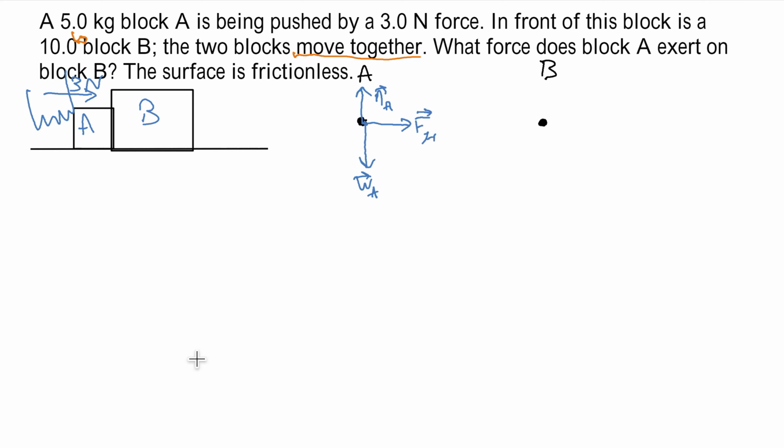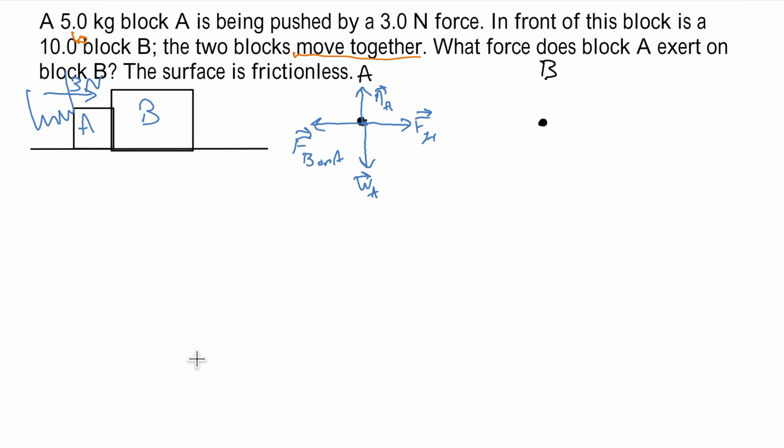The reason I have force of B on A is because I have an action-reaction pair going on with A and B. Block A is pushing on block B, and block B is pushing on block A. So I have an action-reaction pair there. So it's B on A with our free body diagram for block A.